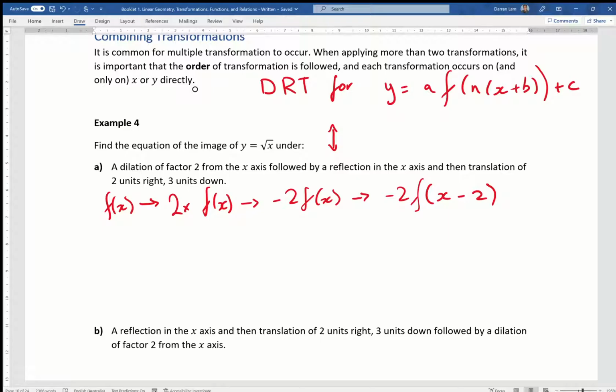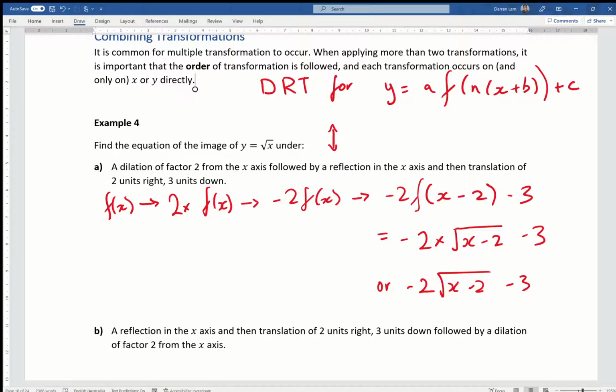And of course, a minus 3, because we're translating down 3 units, and I'm going to substitute our values in. So I know it's negative 2 times, and I'm substituting x minus 2 into my original equation. That's root x minus 2, minus 3. Or in other words, negative 2 root x minus 2, minus 3.